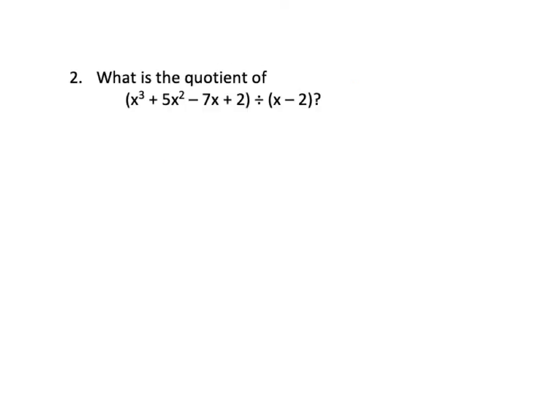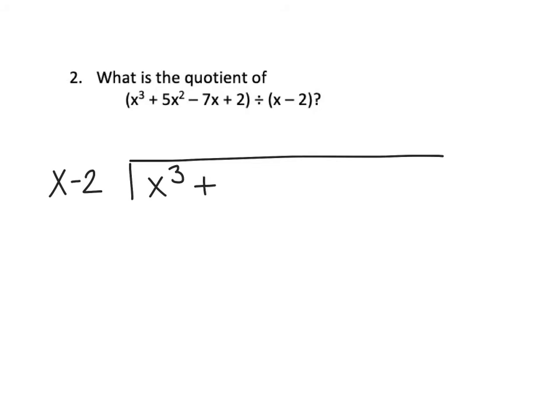This one's a little simpler. We're only going to be dividing by a binomial of x minus 2. And I'm checking my dividend and making sure that there's no missing terms. And I see x cubed plus 5x squared minus 7x plus 2. Nothing's missing, so I don't need any zeros as placeholders.